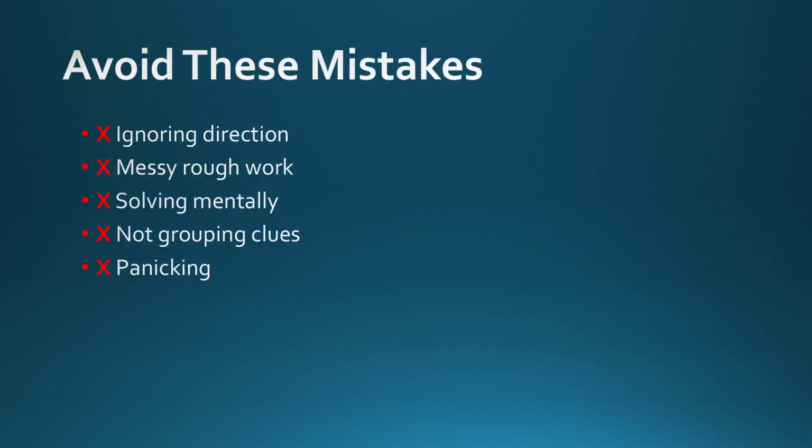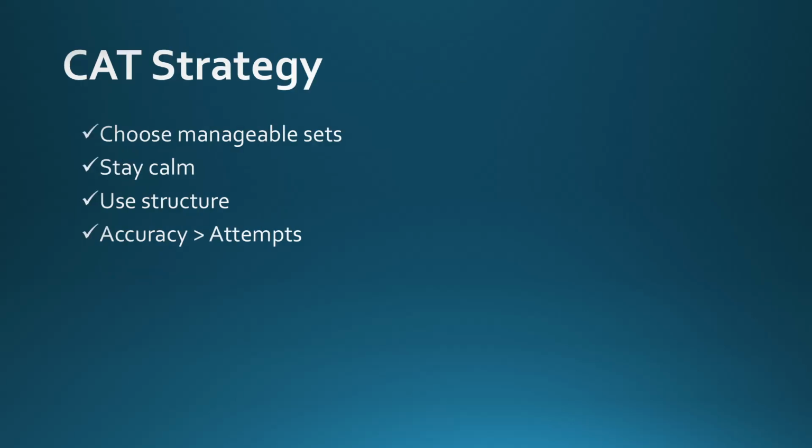Now some common mistakes which we need to avoid. We should not ignore direction. We should not do messy rough work. We should solve it on pen and paper rather than solving mentally. We should group the clues and we should not panic. And remember, clean diagrams improve both speed and accuracy. You do not need to solve every LRDI set in CAT. You should choose manageable sets, stay calm, use structure, and remember, accuracy is always greater than attempts.